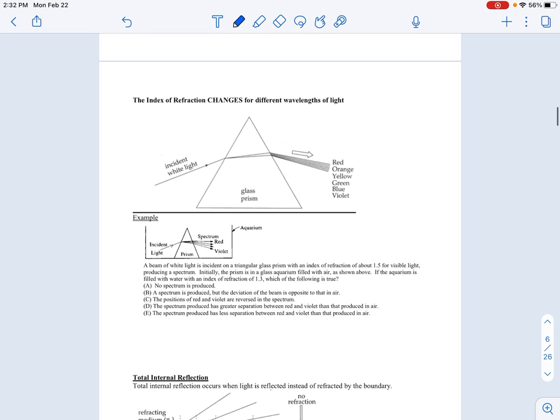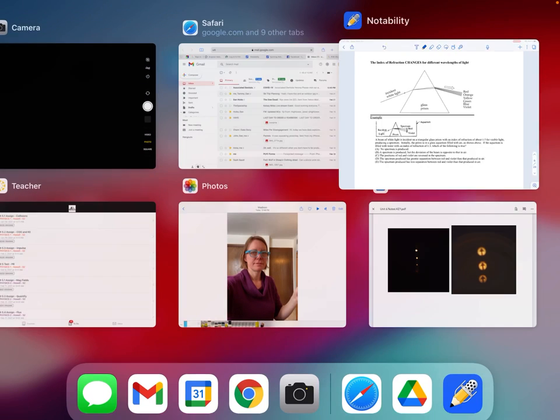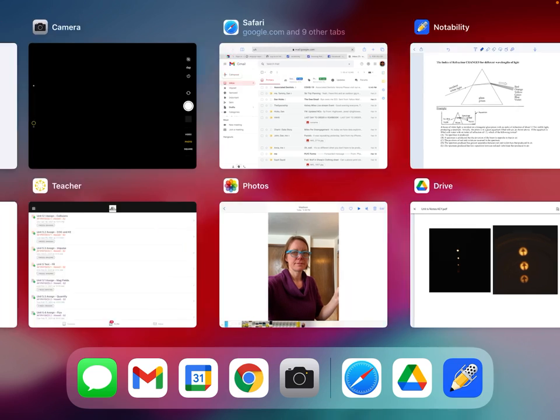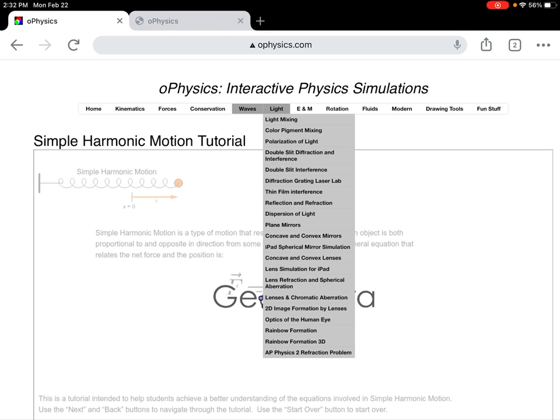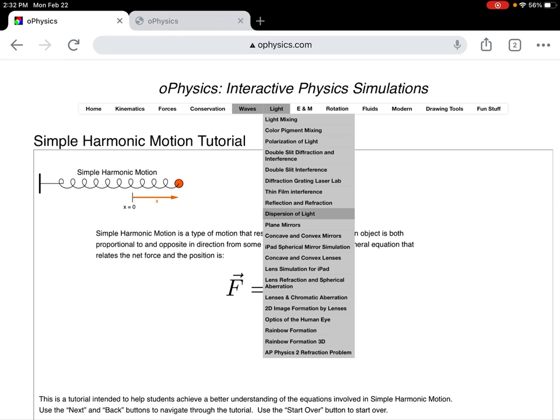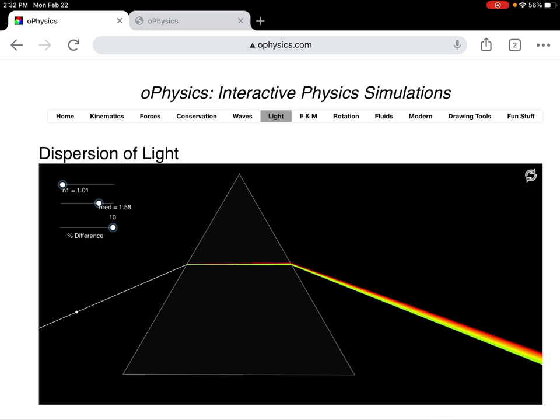Okay, let's hit a couple more highlights here. The index of refraction changes for different wavelengths of light. So there is a neat simulation of this. Here it is, dispersion of light. This is a prism, and what this is showing is that the purple light bends more than the red light. Up here, I can set the index of refraction for the outer portion and the inner portion.